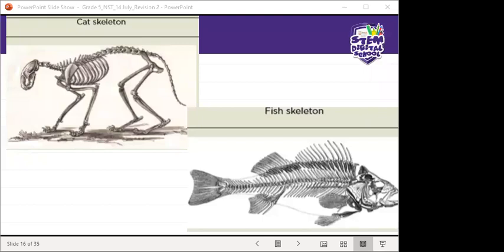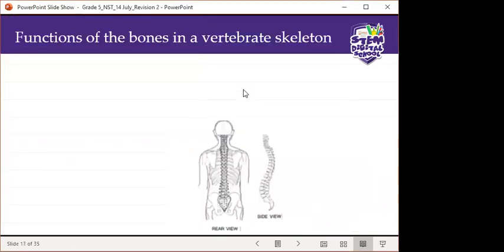All right, let's just continue with the skeletons, guys. Let's go to the functions of the bones in the vertebrate skeleton. First one, the skull. What is the function of the skull? Remember, you guys had to do summaries as well as notes on this, and these are things that you guys should know.